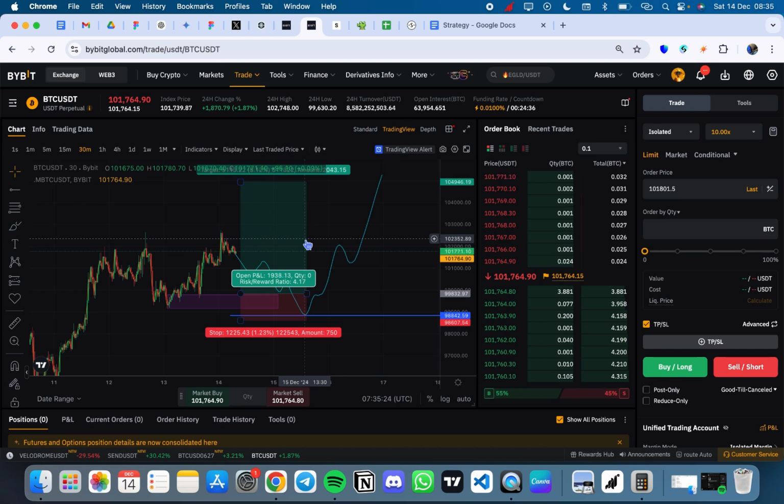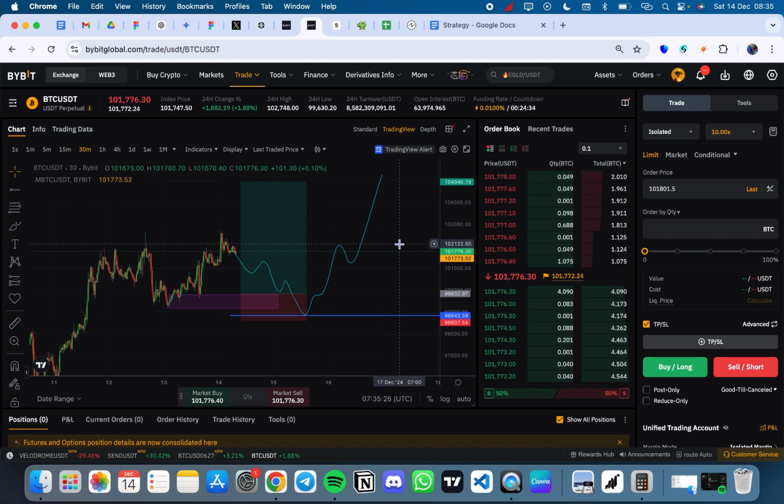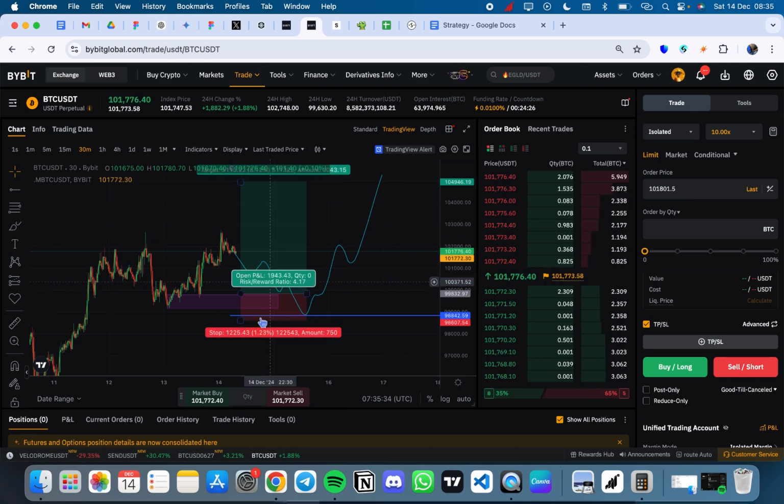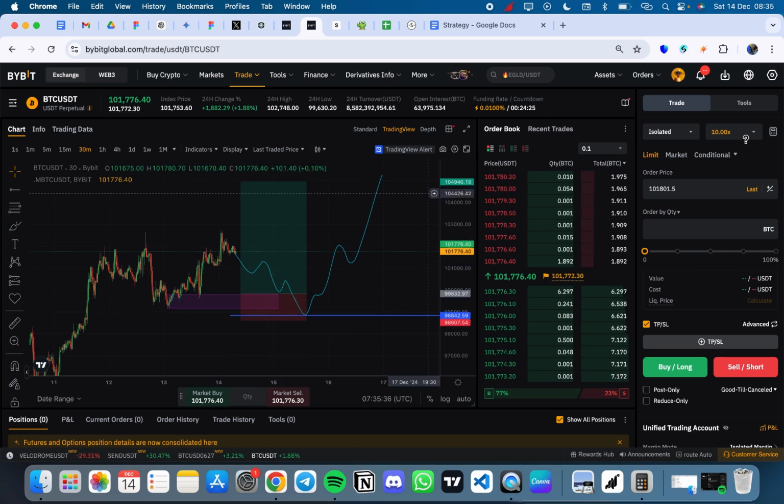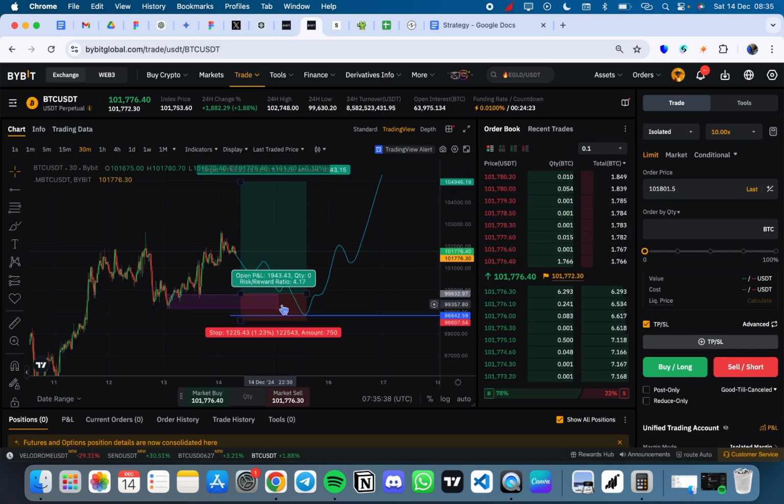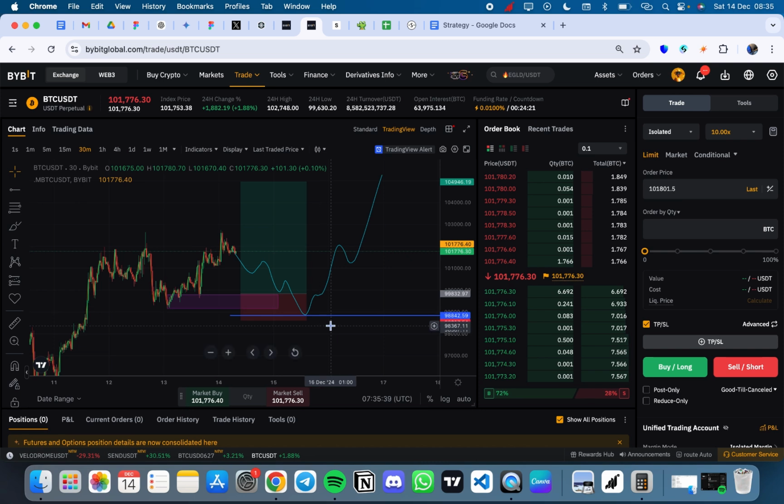You need to give your trade room to breathe. Just like President Tinubu will say, allow the poor breathe. Allow your trade to breathe. Don't suffocate it. Don't put your stop loss too close, and don't use a high leverage that would give you a very tight liquidation price as well. So that is just a solution. I hope this is understandable.